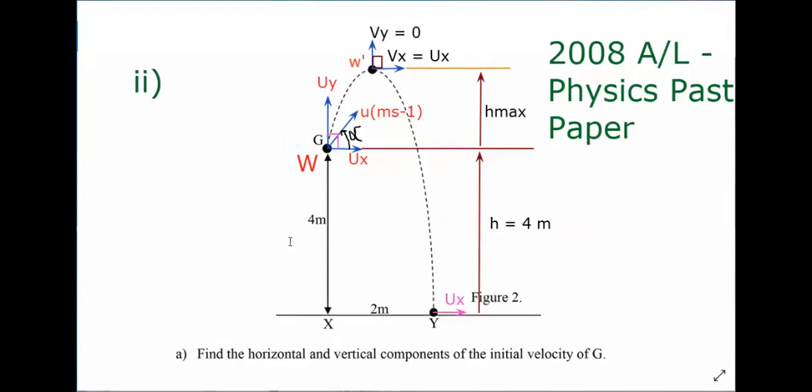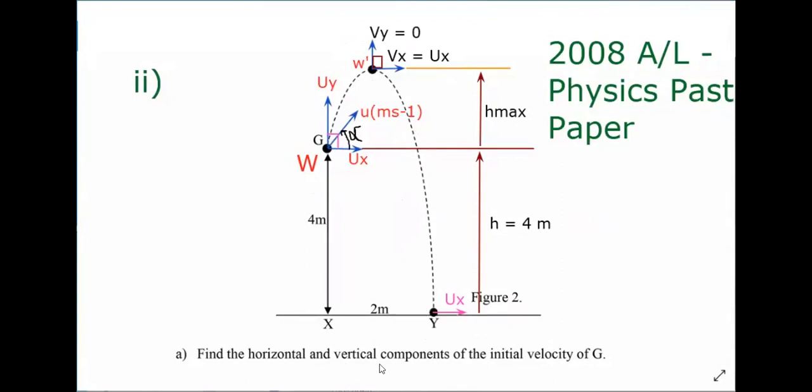So the particle travels from W to W dash. Okay. The particle travels from W to W dash, then W dash to Y. W to W dash, I think you are able to see it. And W dash to Y. That's how the particle travels. The time taken for the entire motion is given as 2 seconds.